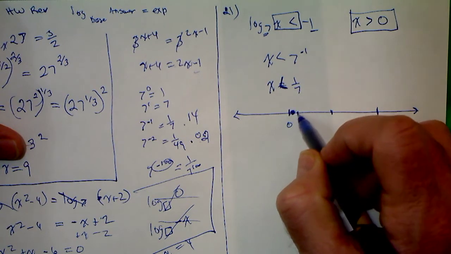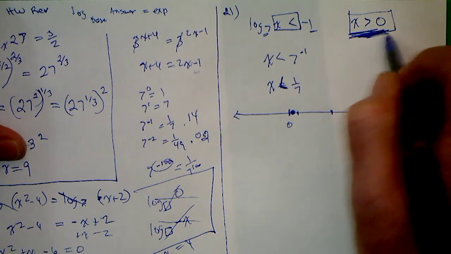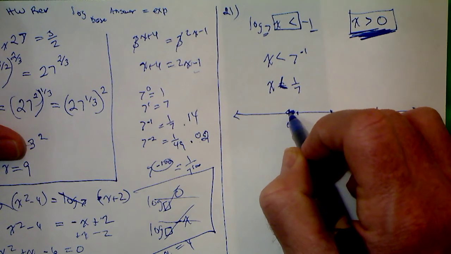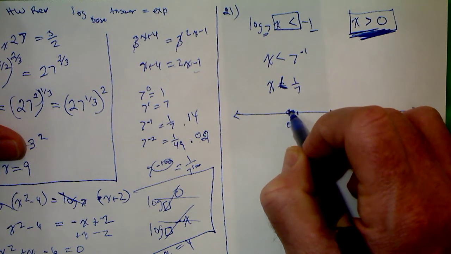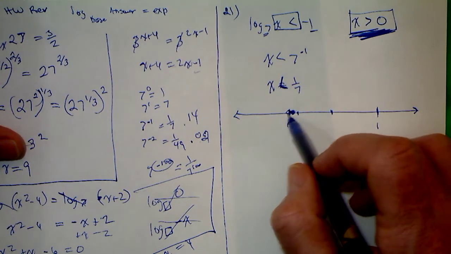So there's an open circle there. Sorry, I colored that in. But because x has to be greater than 0, there's also an open circle there. So the solution set is tiny. It's just between 0 and 1/7, but it doesn't include 0 or 1/7. So that's the solution set as a graph.